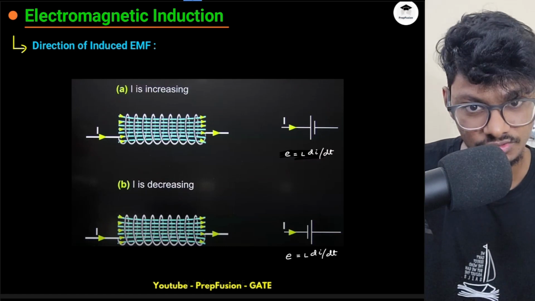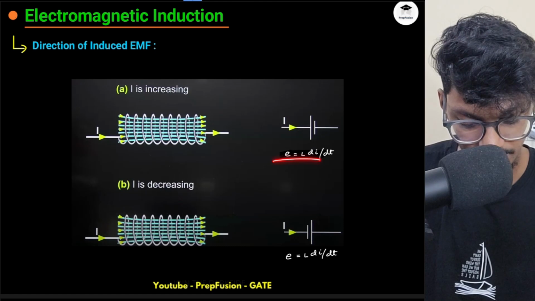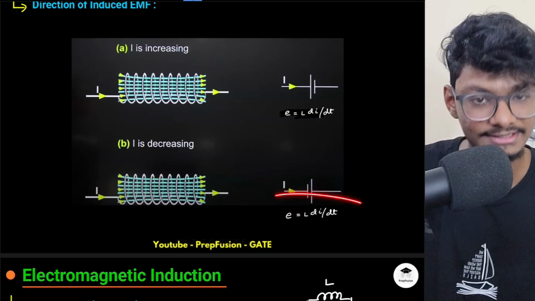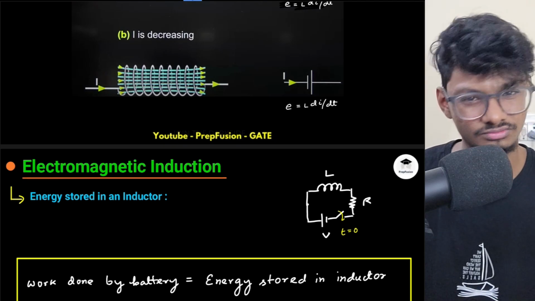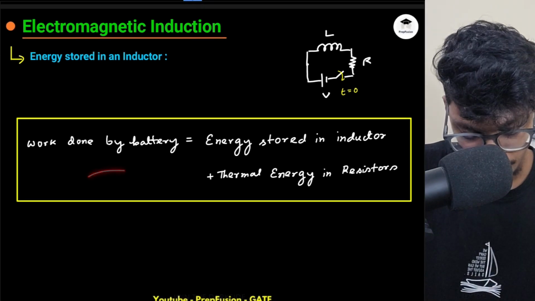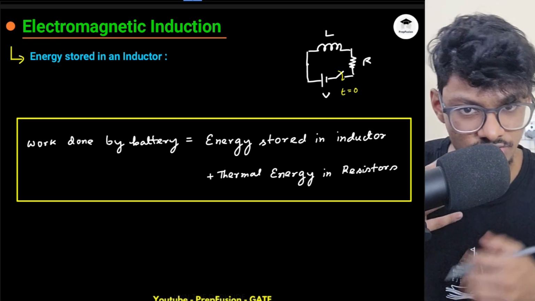It will oppose the change. If the current is increasing, it will try to reduce it by creating an induced EMF, L di by dt. If the current is reducing, it will try to increase it, it will aid the current. All these things you know. Another is work done by a battery. What we can understand is how to find out the energy stored in an inductor.